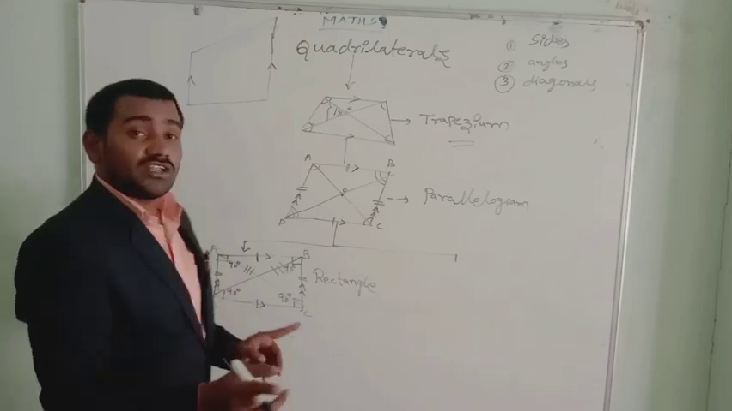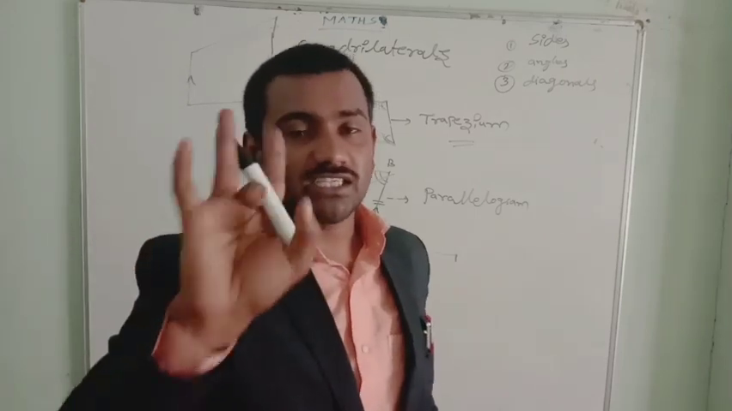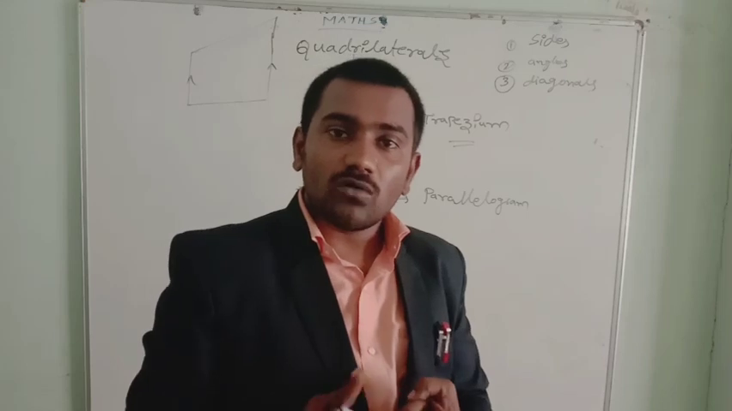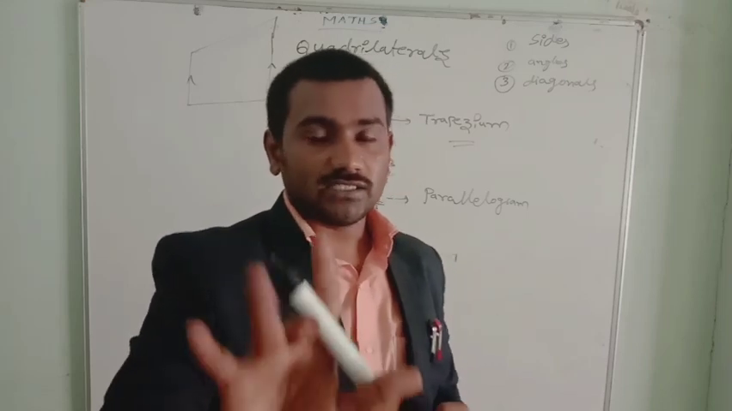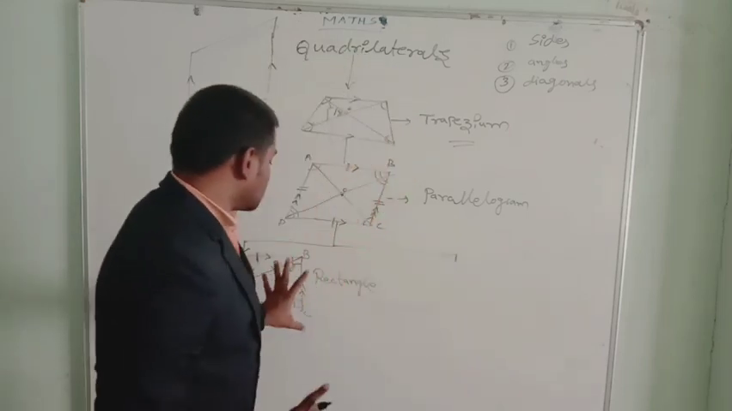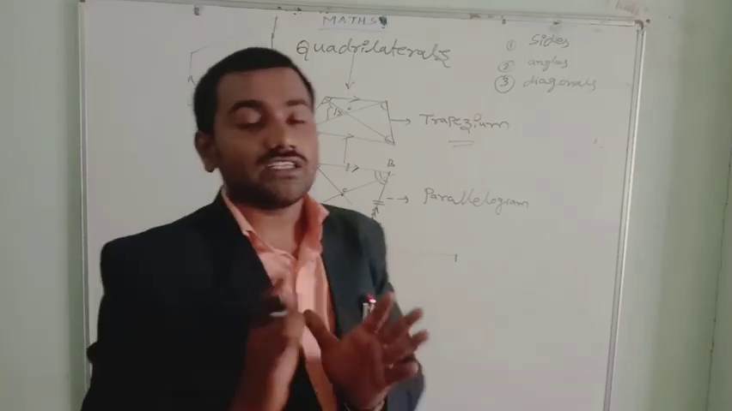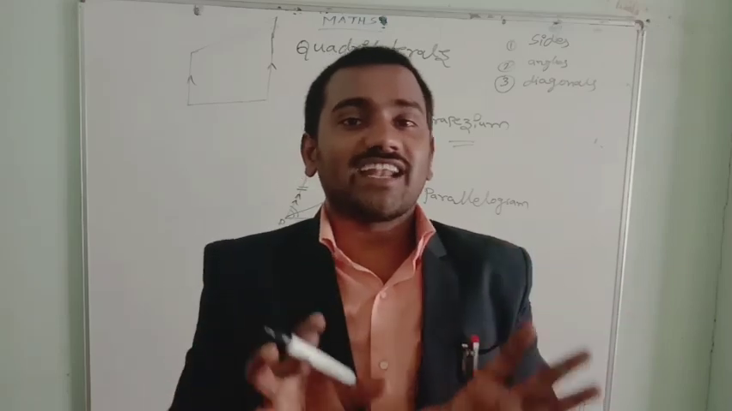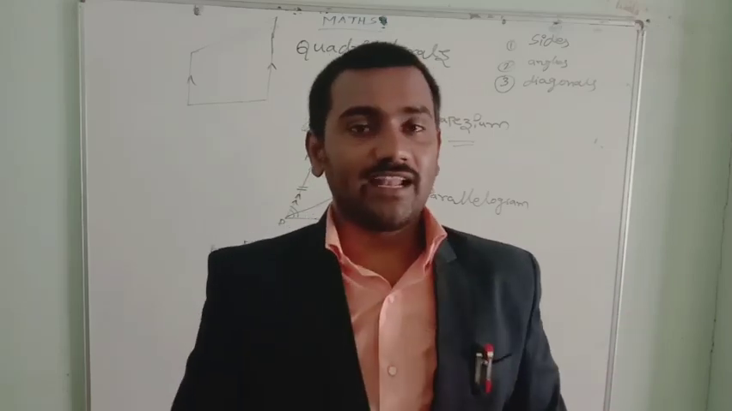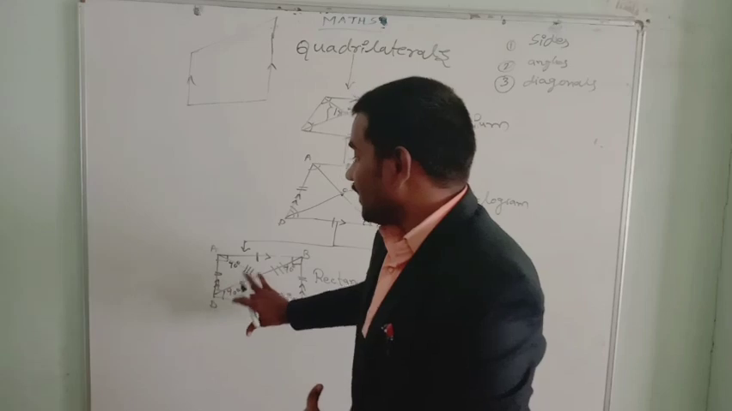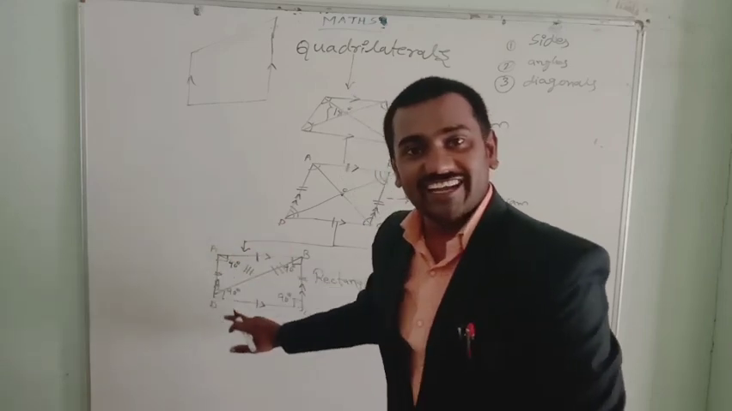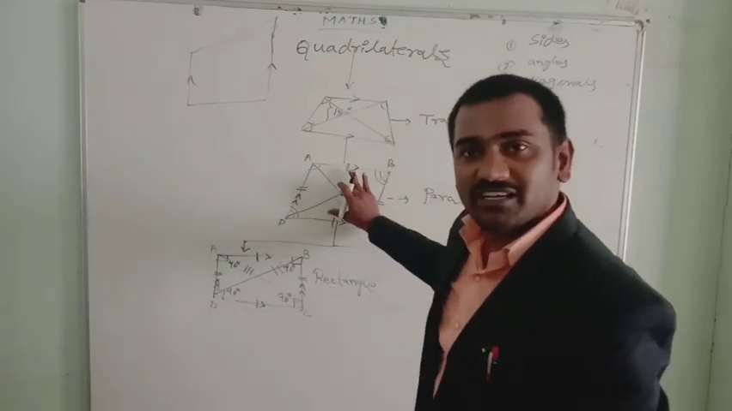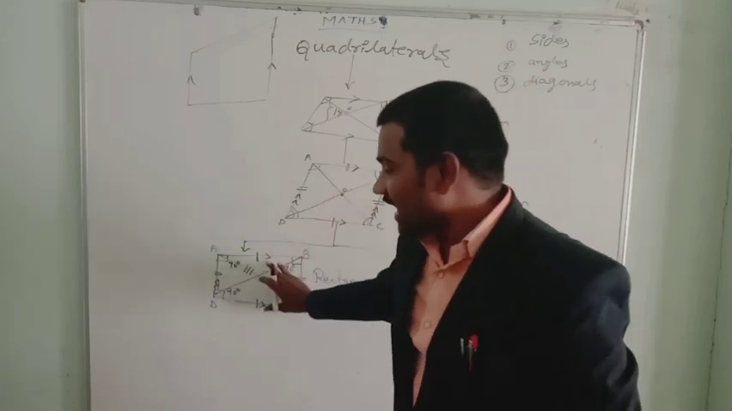Okay. Diagonals are equal, and not only equal, they are bisecting each other. In the rectangle, diagonals are equal and bisecting each other. So this is about the rectangle. To tell the definition of the rectangle as in the textbook: a parallelogram with all angles 90 degrees is known as a rectangle. That means it is a parallelogram only, and other than parallelogram properties it has all angles 90 degrees.